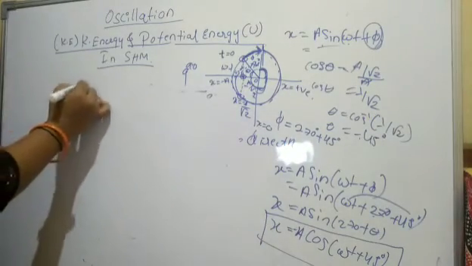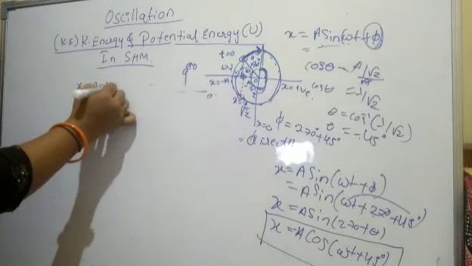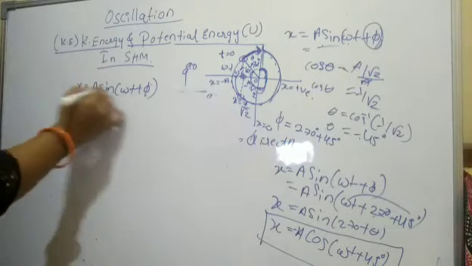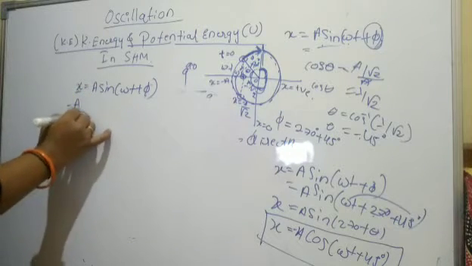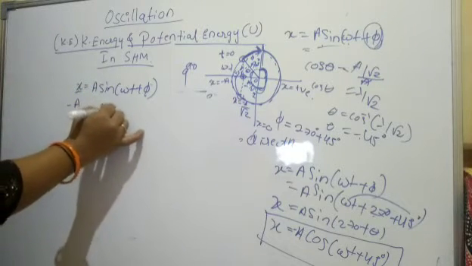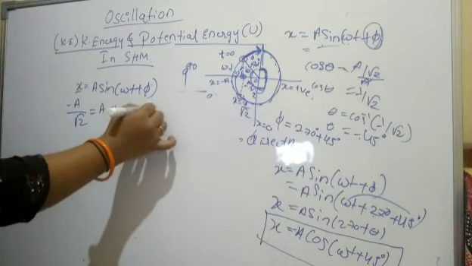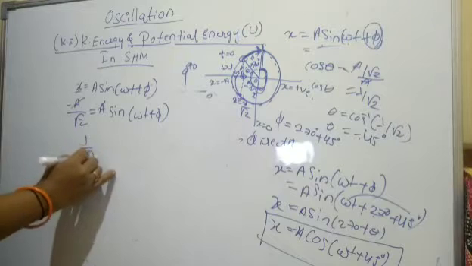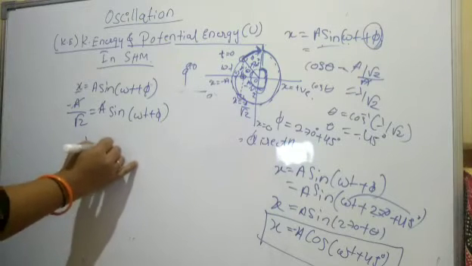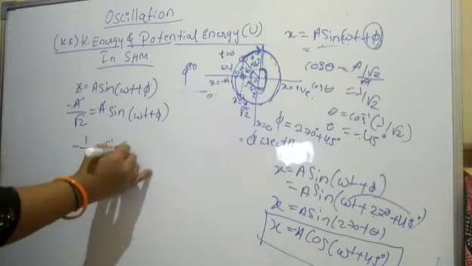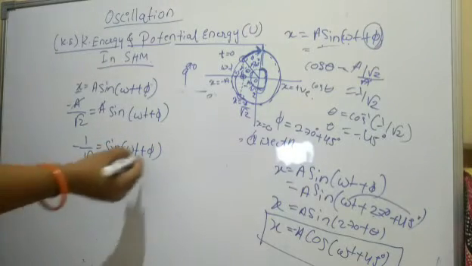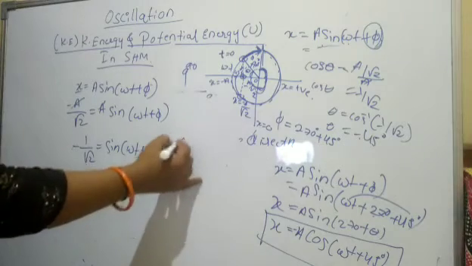That is x is equal to A sin omega t plus phi. So x is what here? Minus A by root 2. That is A of sin omega t plus phi. So A cancels, remains with minus 1 by root 2 equals sin omega t plus phi. So we want to find out the phi here.